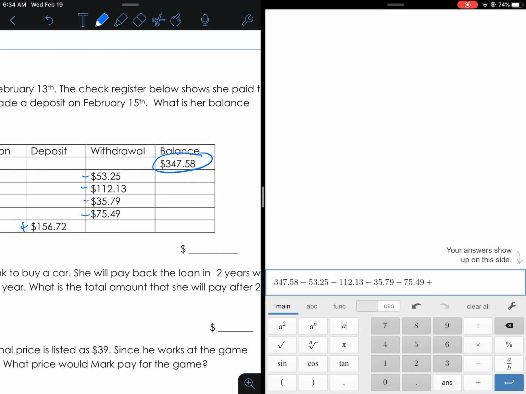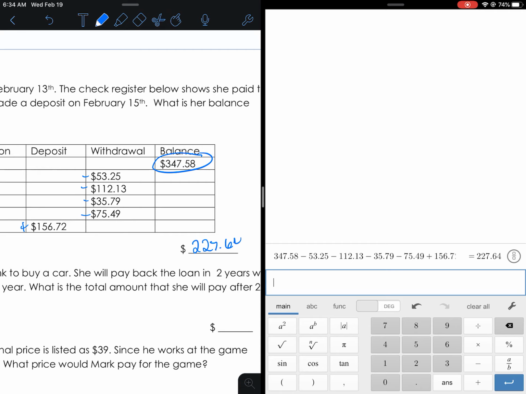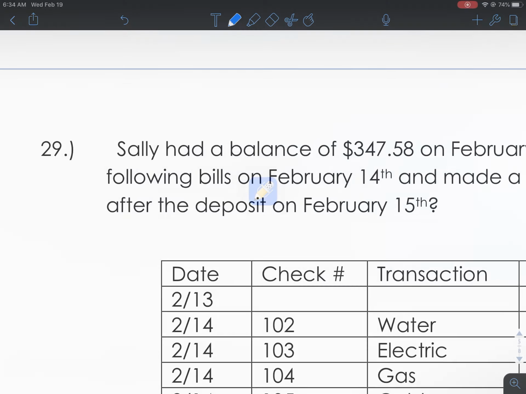75.49, and then we're going to add the deposit, 156.72. And you can hit enter, but you could already see it says 227.64 would be your end balance for that problem.